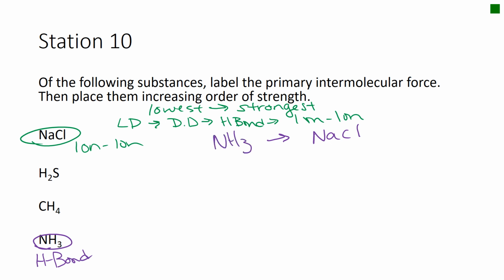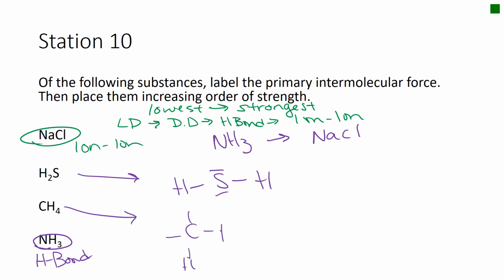Now I need to figure out which one of these has London, meaning nonpolar, and which one is going to be dipole-dipole, meaning polar. So I now need to draw them. I've got H connected to S, so I'm going to make it look like this. And I've got C connected to H's, like this. Or you could have looked at it and said, oh, this is a hydrocarbon. I know all hydrocarbons are nonpolar, which means this is my London, which means that would be CH4 here.